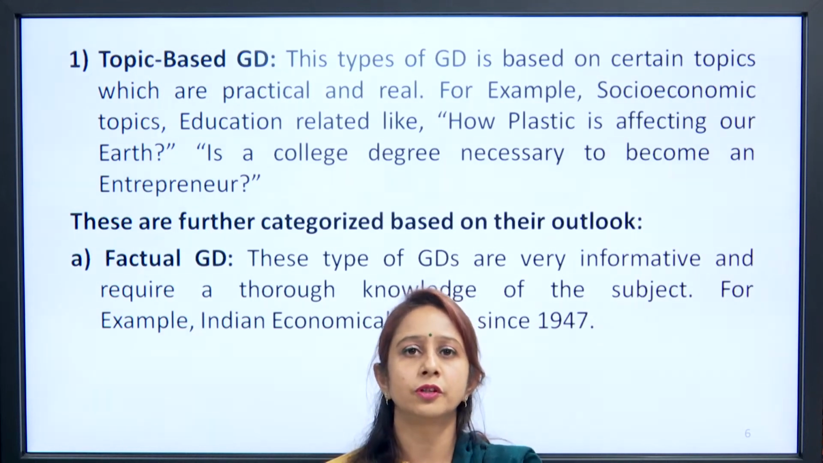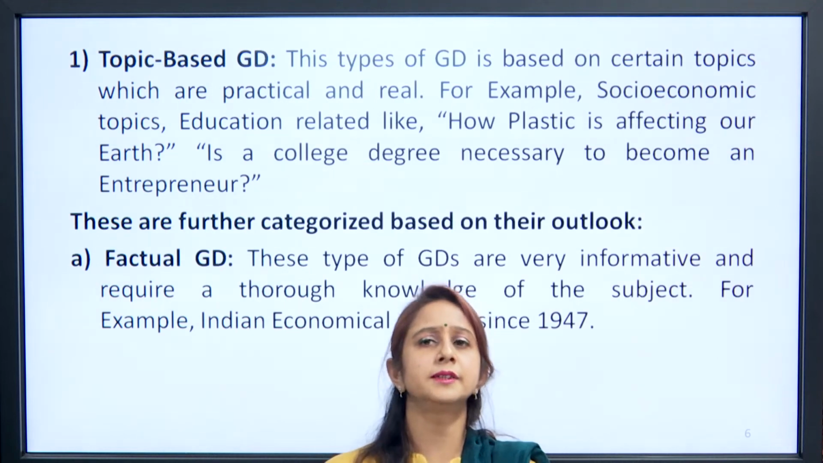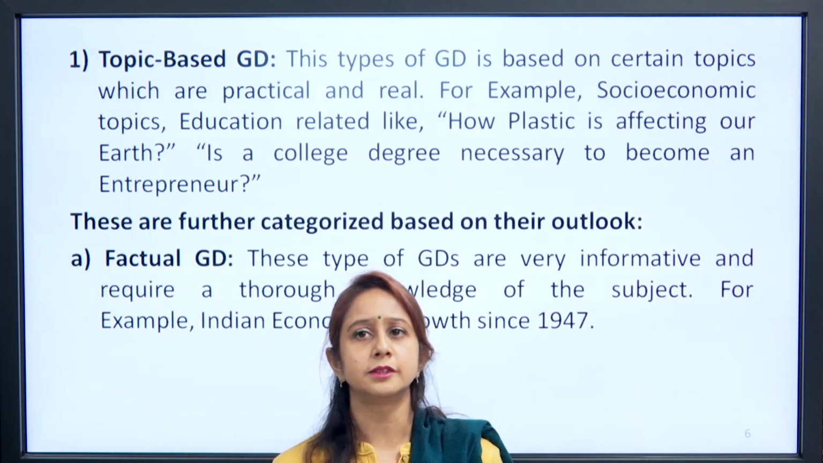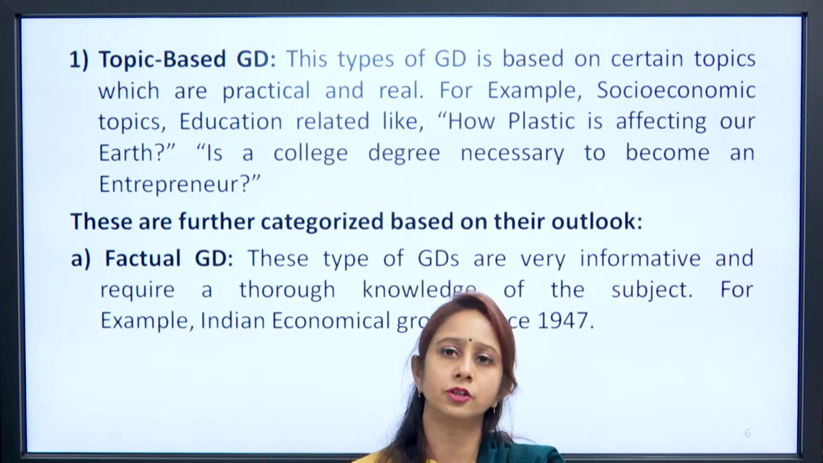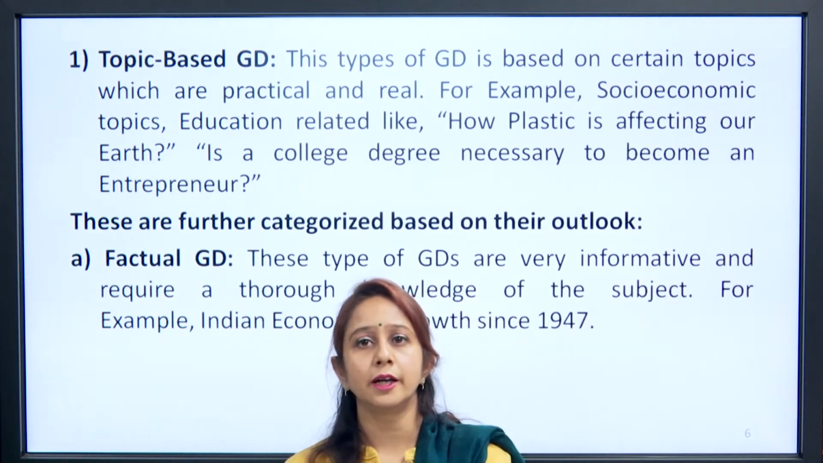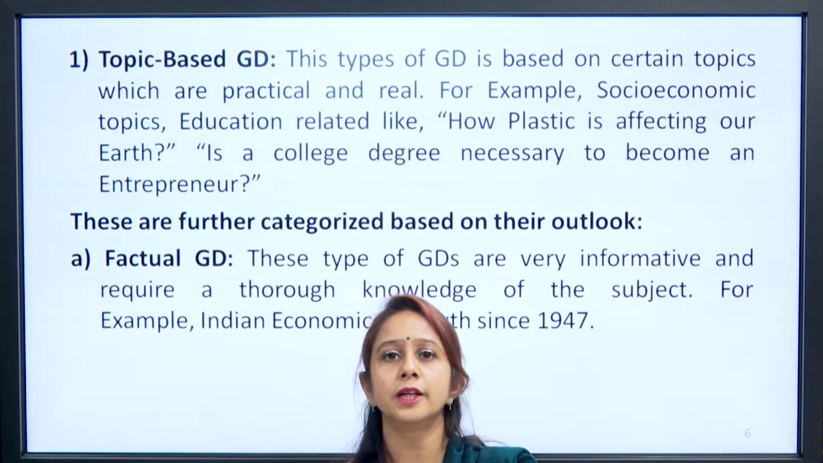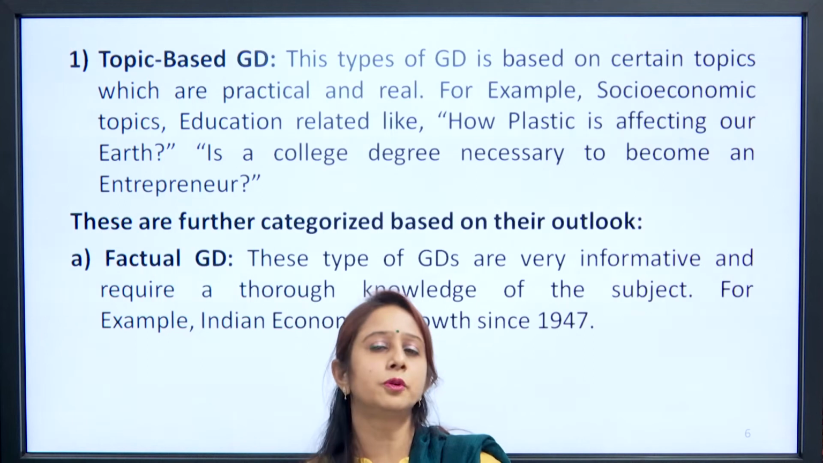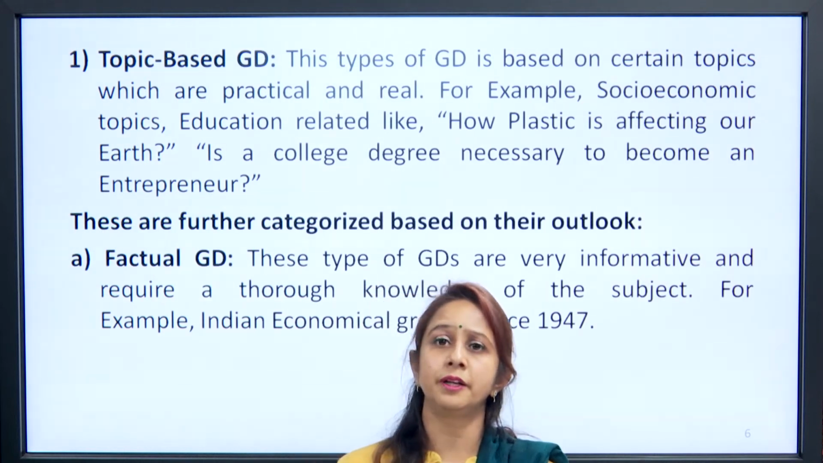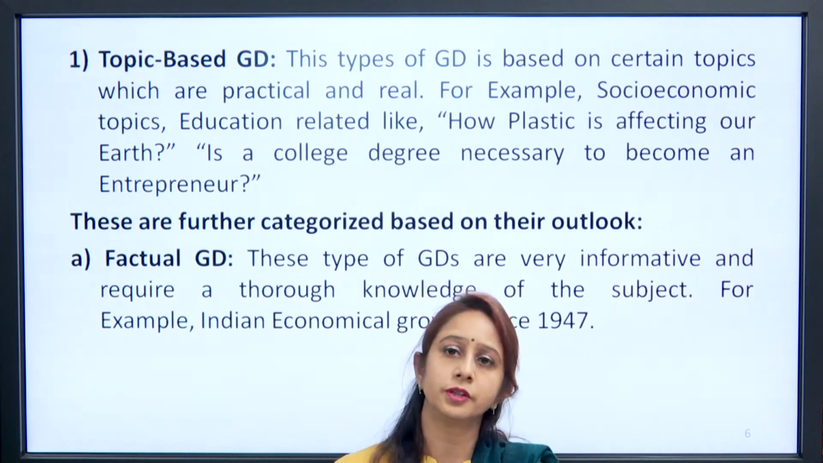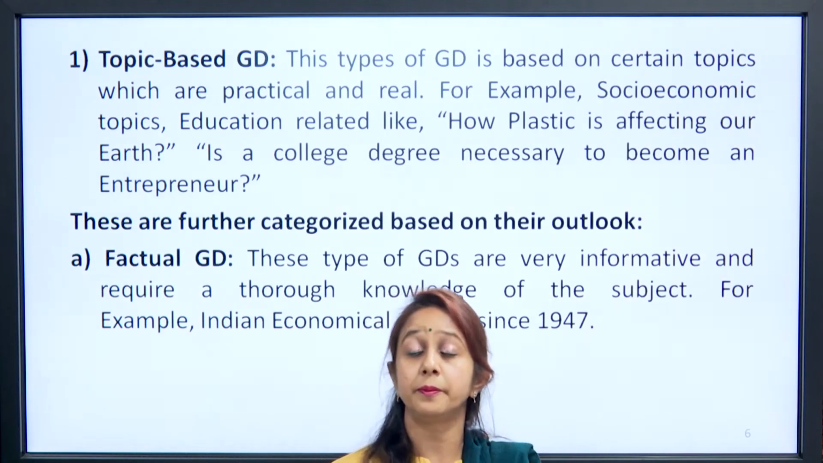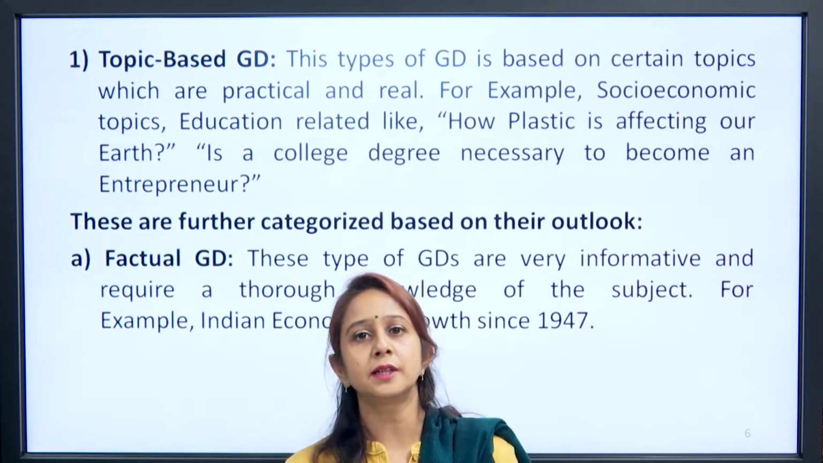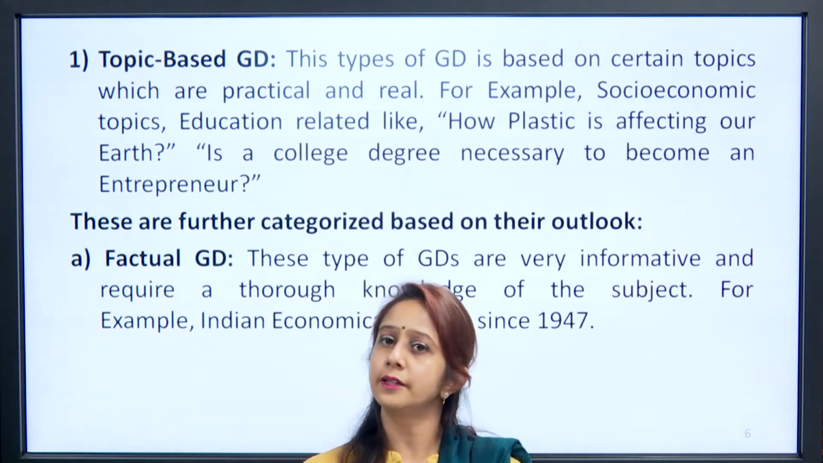For example, socio-economic topics like how plastic is affecting our earth, or is a college degree necessary to become an entrepreneur. These are two random, very practical topics which can be taken up for group discussion at the college level. If we take up these types of topics continuously at the college level or in group discussion exercises, people may exhibit different kinds of skills, like leadership skills. They become more confident, they gather more and more information, plus a trend of being for or against the topic can also come out.